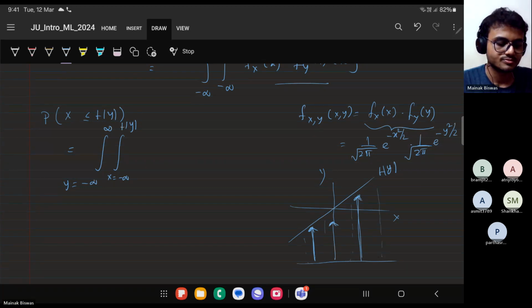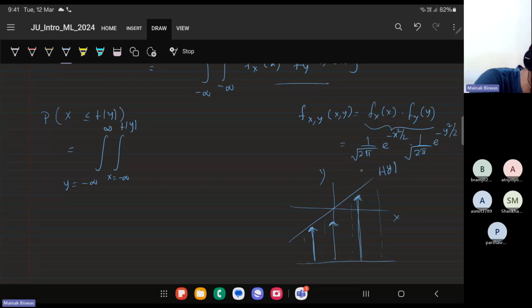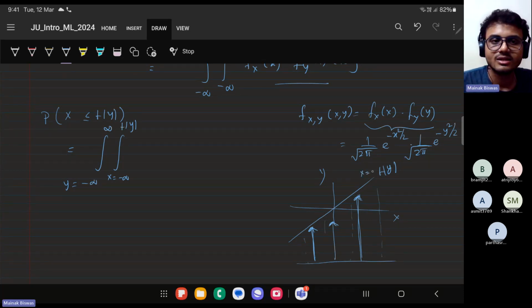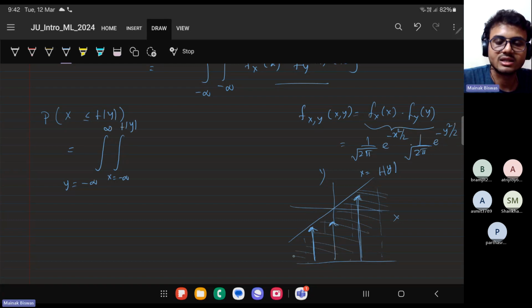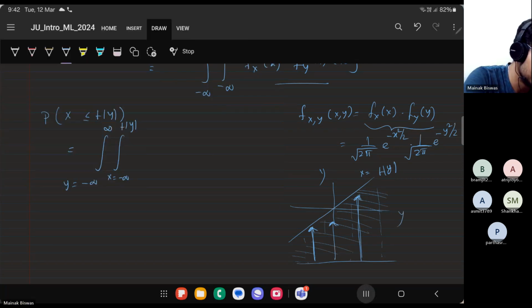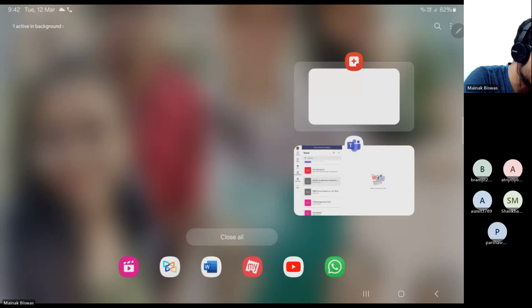Yes or no? So this is your x equal to ty line. All these values will be of my interest, all this plane. So y will still be from minus infinity to infinity, and x would range from minus infinity to root ty. Here I have just written the opposite, forgive me. Sorry.